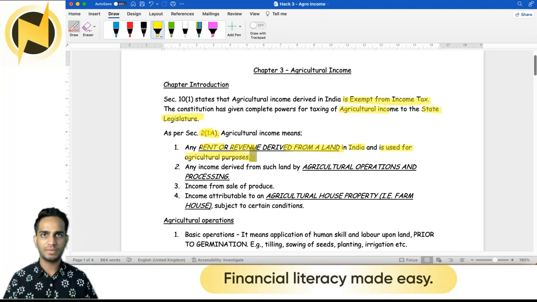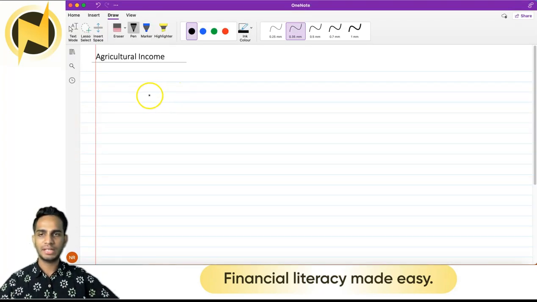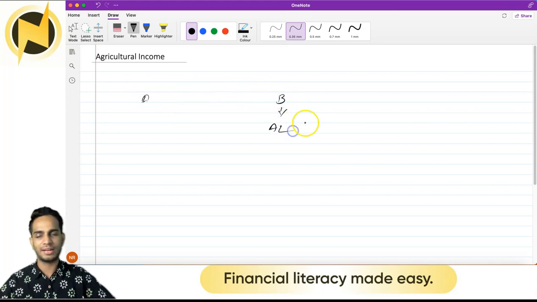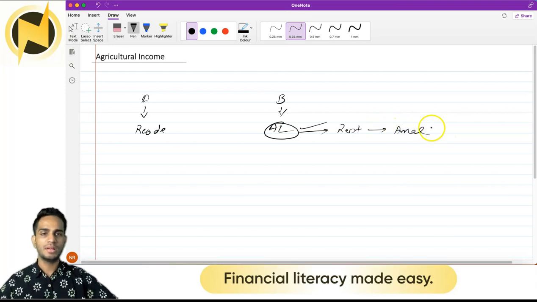So the first definition of agricultural income is any rent or revenue that you get from an agricultural land in India. Say I have a big property, but I am staying somewhere else. Say I am in location A, but I have an agricultural land here, and this is where I reside. So I can't actively conduct farming here. So what I do is I rent this property out to someone else, say Mr. Amal.